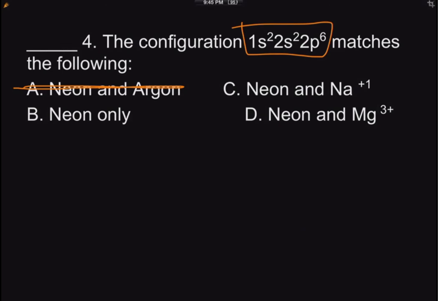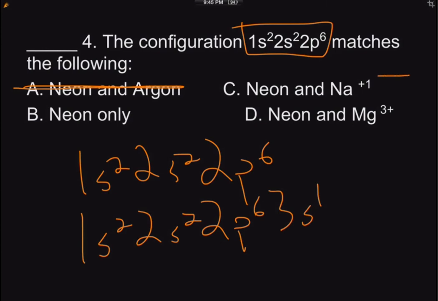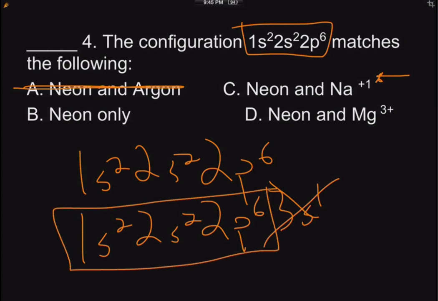Let's look here though. Neon and sodium. Neon is 1s2, 2s2, 2p6. Sodium is normally 1s2, 2s2, 2p6, 3s1. But here it says you've got a +1 charge, which means it's gotten rid of one of its electrons, which leaves it looking just like neon. So the answer here is going to be C. It can't be magnesium. Magnesium would never have a +3 charge. But you've already identified neon and sodium as having the same configuration.